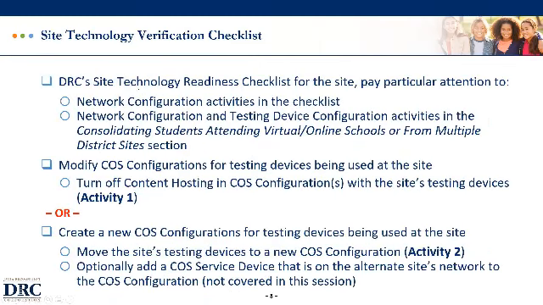So again, you're going to want to walk through, from a network standpoint, the site technology readiness checklist, paying particular attention to, again, those network configuration setup activities in the checklist. And there's also, at the end of the checklist, and I'll show you this in a minute, specific information for when you're testing students at an alternate site. It's labeled consolidating students attending virtual or online schools, or for multiple districts.